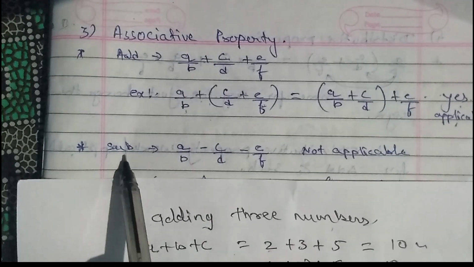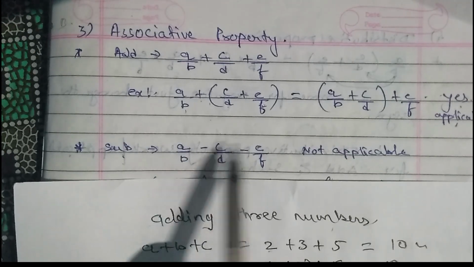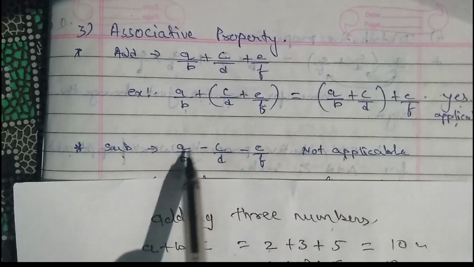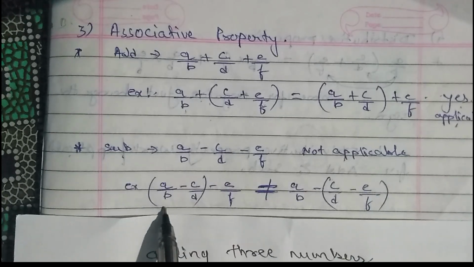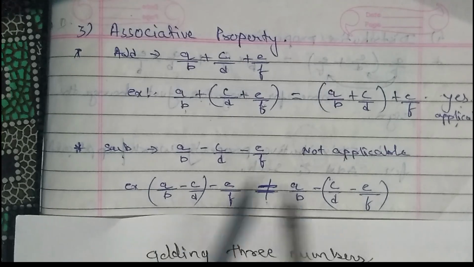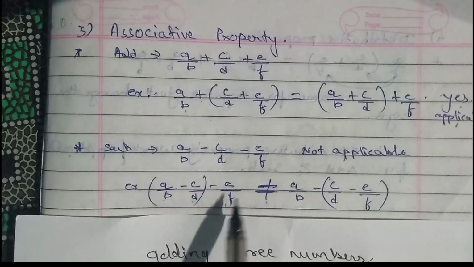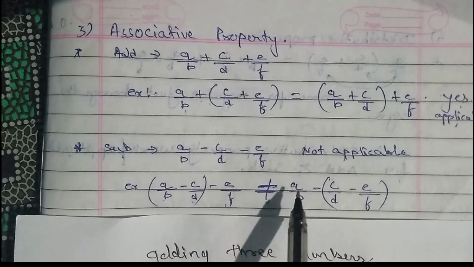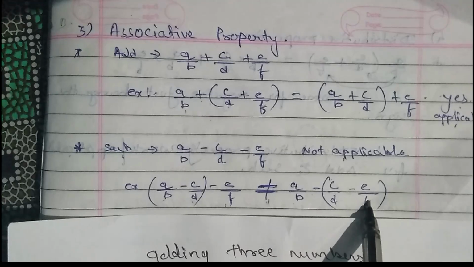Whereas in subtraction, associative property is not applicable, because when we make a group of any two, the answer is not going to come the same. We can directly say that A upon B minus C upon D, minus E upon F is not equal to A upon B minus the group of C upon D minus E upon F.